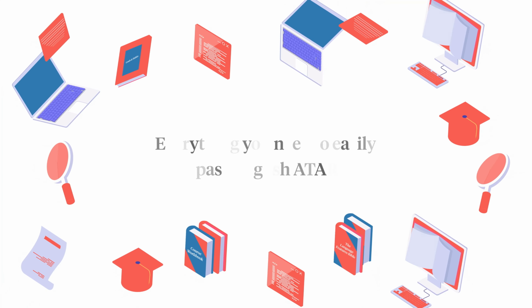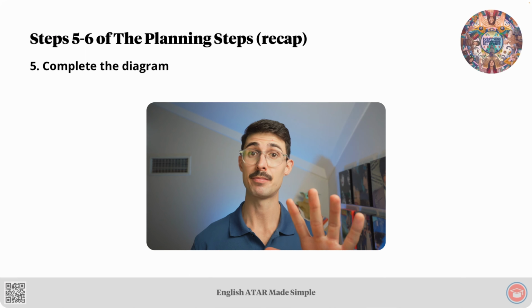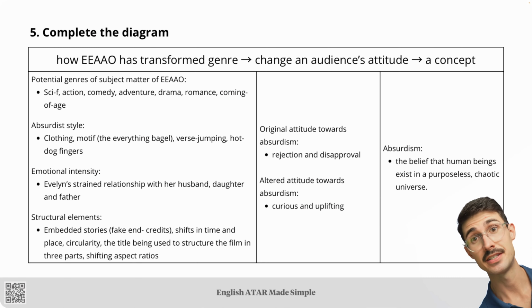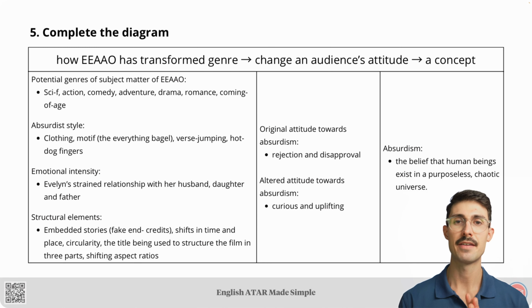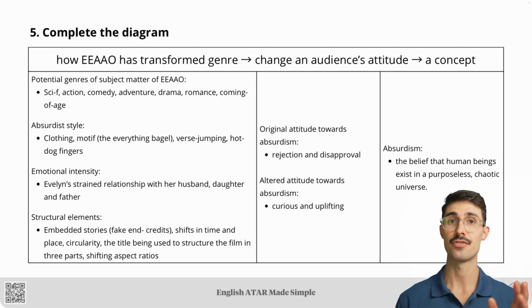This is one that we are intimately familiar with by now. The question is: explain how at least one text has transformed or adapted genre to alter an audience's attitude towards an issue or concept. Our relevant text is obviously Everything, Everywhere, All at Once. And here is a quick recap of the planning steps, starting with step number 5, complete the diagram. This is our diagram. Pause the video now and have a skim of this information from our plan.